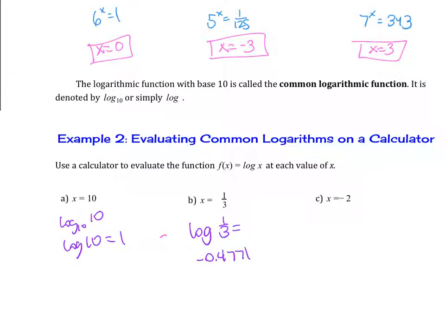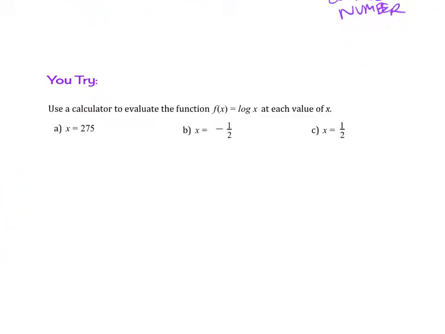-0.4771. Then, if you try this last one, log base 10 of -2, what you're going to get is an error. I don't know if you remember this from last year, but remember that we cannot take logs of negative numbers. So it's going to be an error, or we're going to say that it's a complex number. We will solve for some that have negative values, but when you plug it in the calculator, this is what you're going to get. So go ahead and try these 3 examples down here.